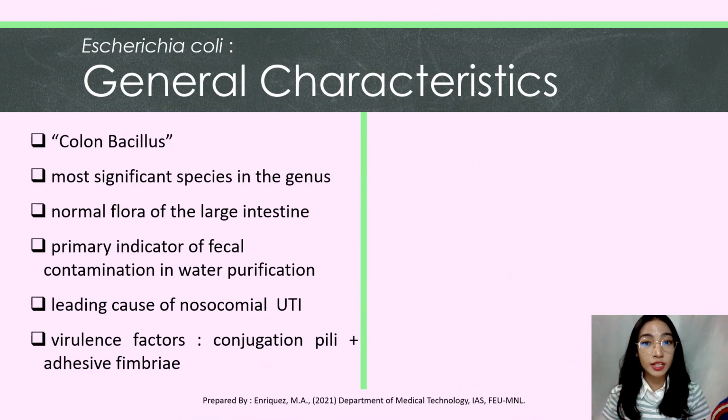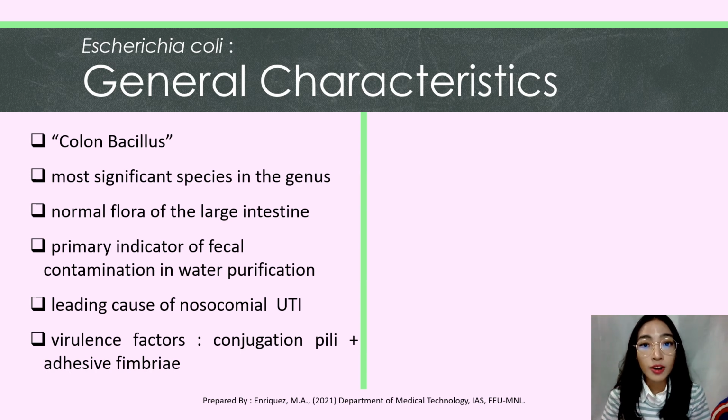Escherichia coli, commonly known as the colon bacillus, is the most clinically significant species in this genus. So may mga iba pa pong species na kasama sa genus na to, such as Escherichia hermannii, Escherichia vulneris, and Escherichia albertii. But again, ang focus muna po natin is dito lang sa Escherichia coli kasi dito pa lang ang dami na natin kailangang aralin.